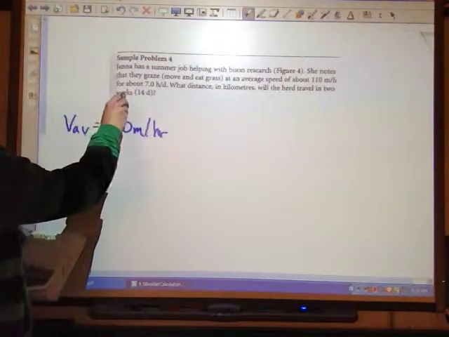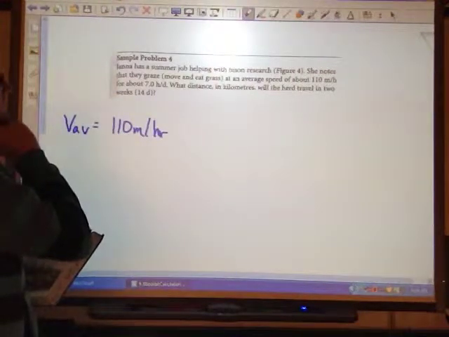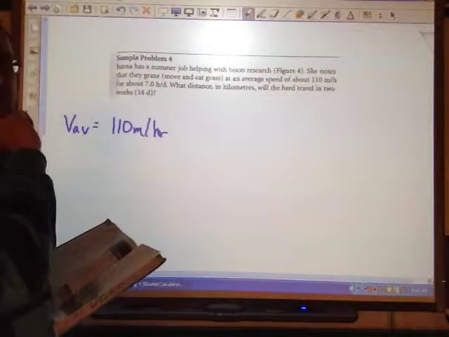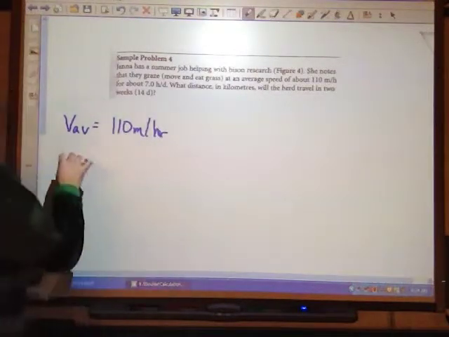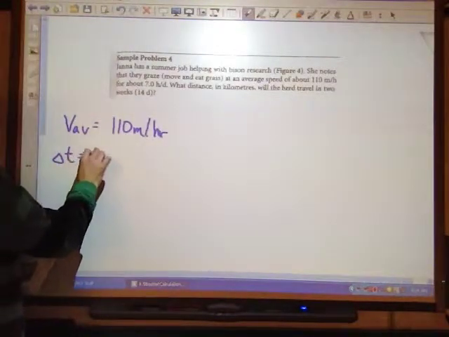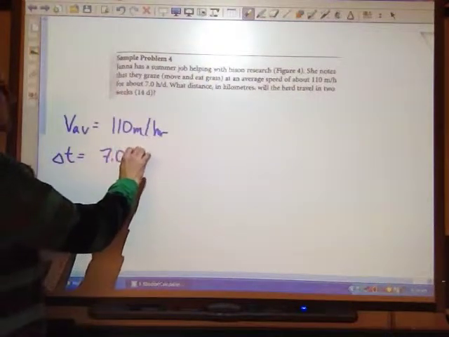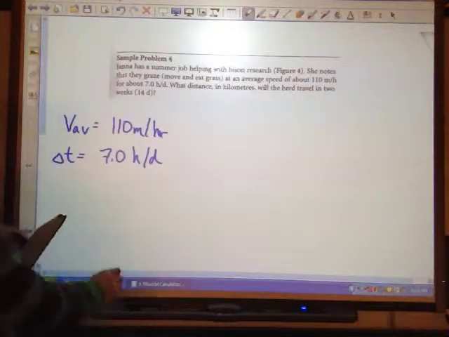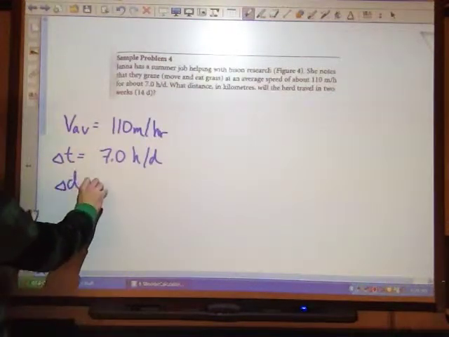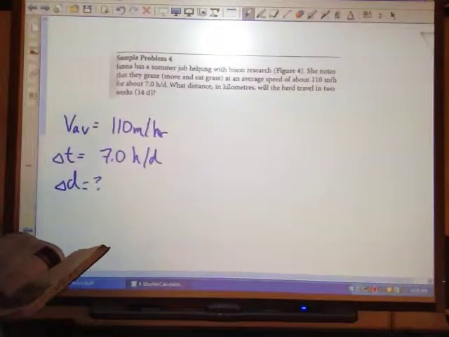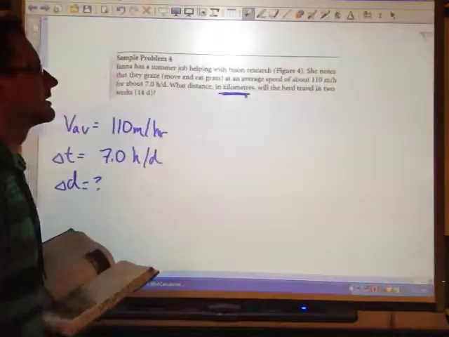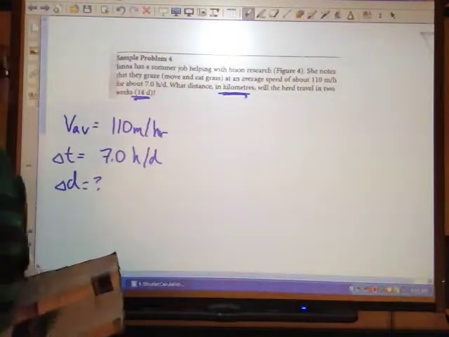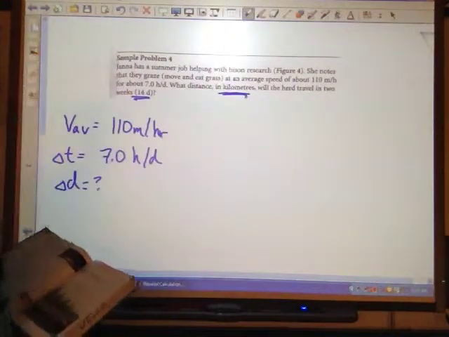Now they're doing this for about 7.0 h/d. Now that represents hours per day in this case. So I'm glad I'm doing this hard one with you because it's a little bit tricky. Now at what distance in kilometers will the herd travel in 2 weeks? Okay, so in 2 weeks, how far are they going to travel?